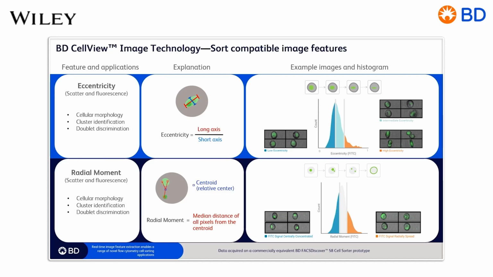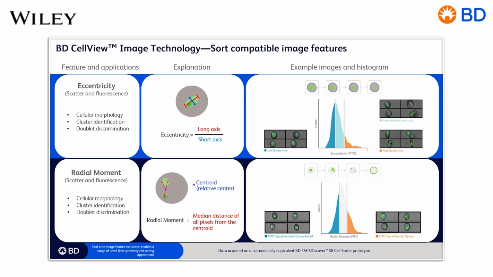The next one is radial moment. So in all these images we're looking at the green signal. In this case, I think this is GFP of mitochondria, if I'm not mistaken. But essentially, the radial moment measures the median distance of all the pixels from the centroid. Now the centroid is the relative center. So in this case, what is the center of the green signal?